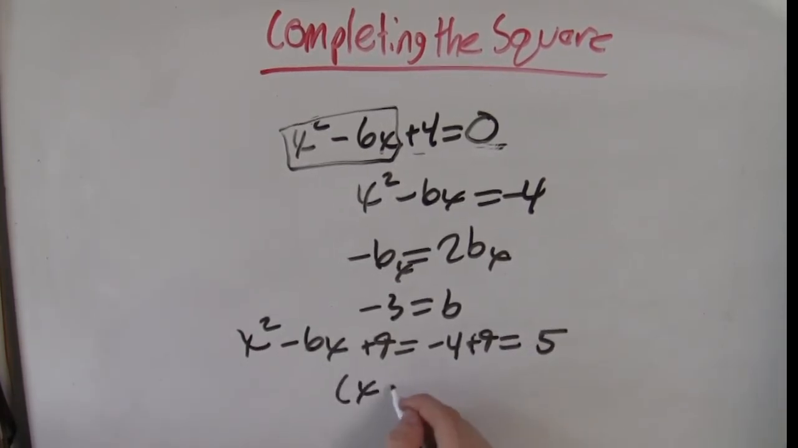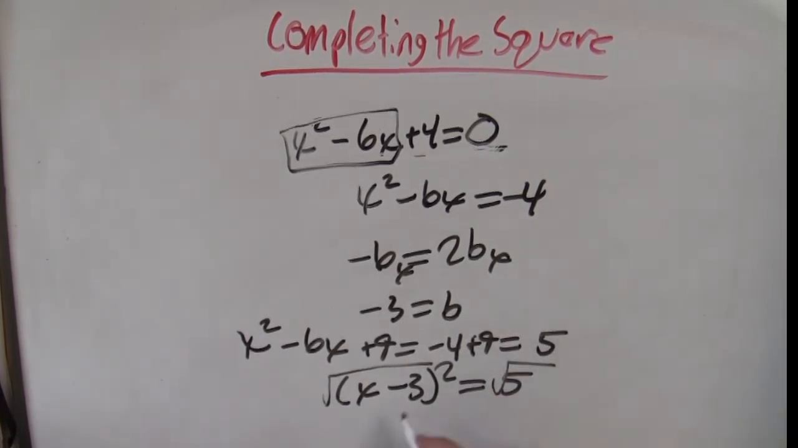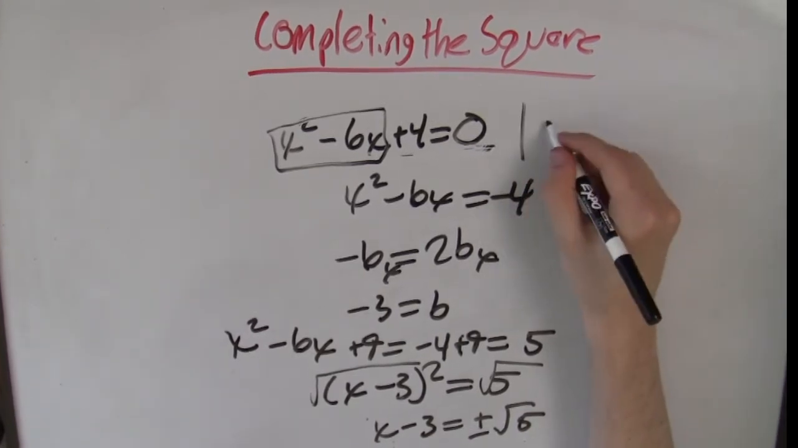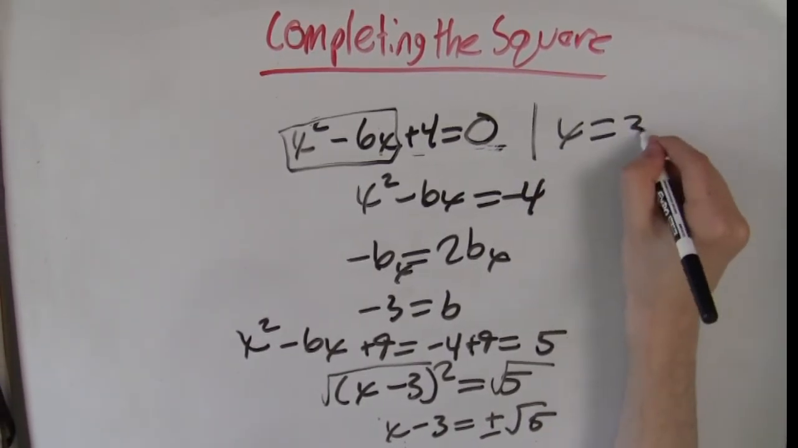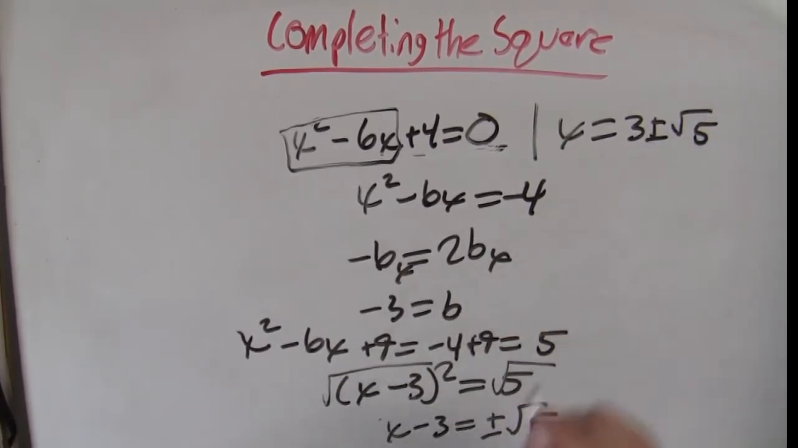That means we have (x - 3)² = 5. We're going to take the square root of both sides. Sorry, I should probably do the full step. x - 3 = ±√5, right? We add 3 to both sides. We get our simplified answer as x = 3 ± √5.